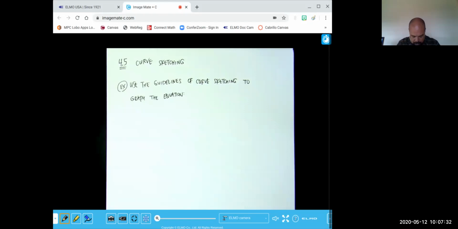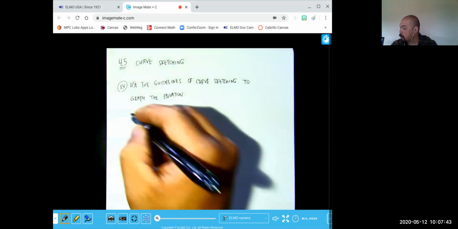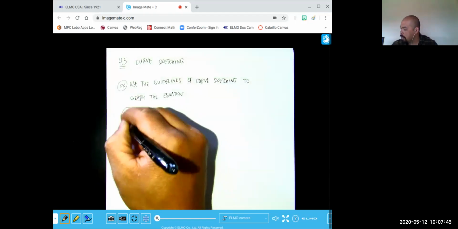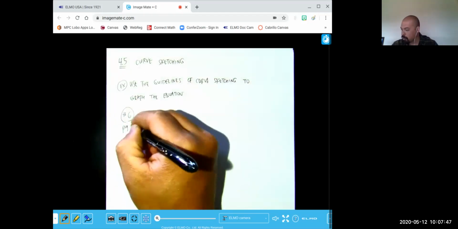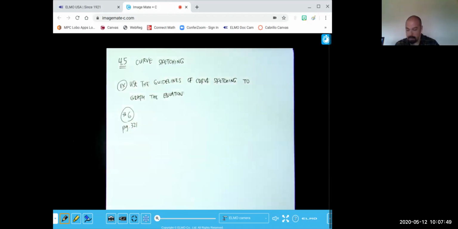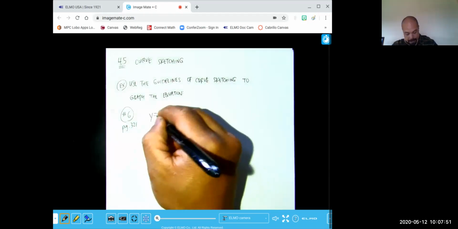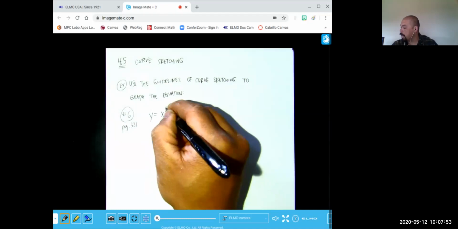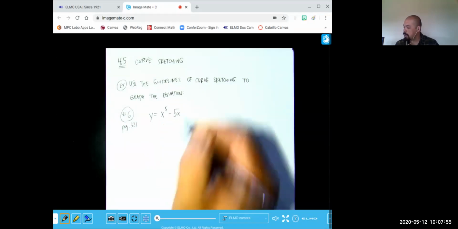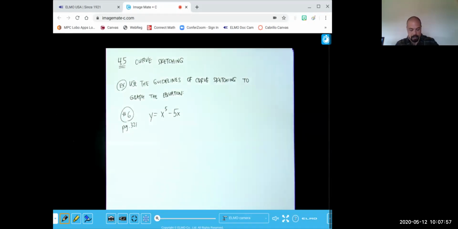Try to do something interesting. Let's do, I guess, number 6 is not too bad. Number 6 on page 321, maybe something similar to that quiz we had over the weekend. All right, so this equation, page 321, number 6, y equals x to the 5th minus 5x, right?